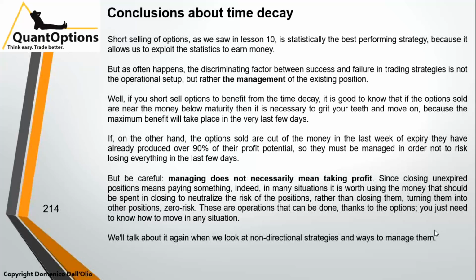If, on the other hand, the options sold are out of the money in the last week of expiry, they have already produced over 90% of the profit potential, so they must be managed in order not to risk losing everything in the last few days. But take care, managing does not necessarily mean taking profit. Since closing unexpired positions means paying something, in many situations it is worth using that same money that should be spent in closing to neutralize the risk of the positions rather than closing them, turning them into other zero risk positions. This is a chance given only by options.